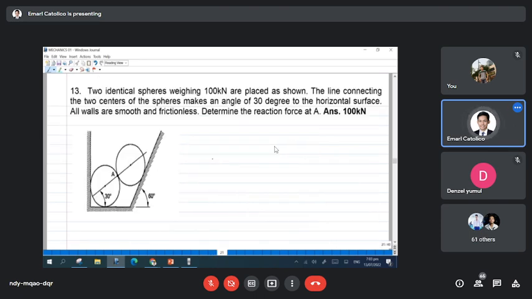Okay, so number 13 tayo. Yung figure na. Okay. Number 13, two identical spheres weighing 100 kilonewton are placed as shown. The line connecting the two centers of the spheres make an angle of 30 degrees to the horizontal surface. All walls are smooth and frictionless. Determine the reaction force at A.